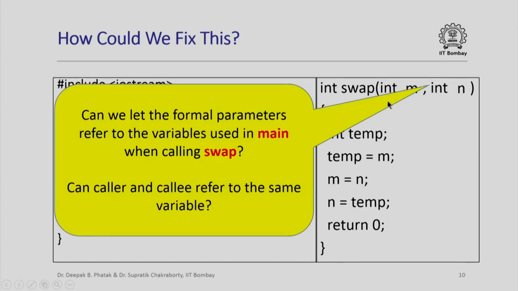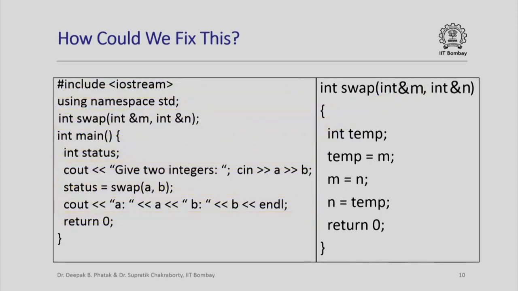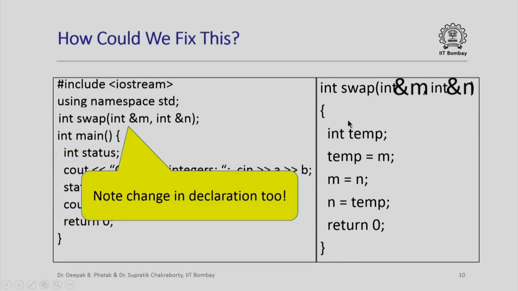So to solve this problem, we could ask: can we let the formal parameters of a function refer to the variables used in main when calling swap? Basically we are asking, can caller and callee refer to the same variable? It turns out that in C++ we can do this, and this is done by prefixing the arguments with the ampersand operator. So note that we will have a change in the declaration as well.